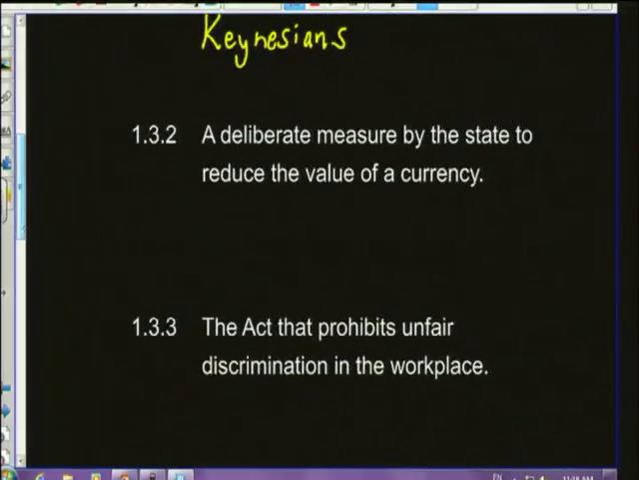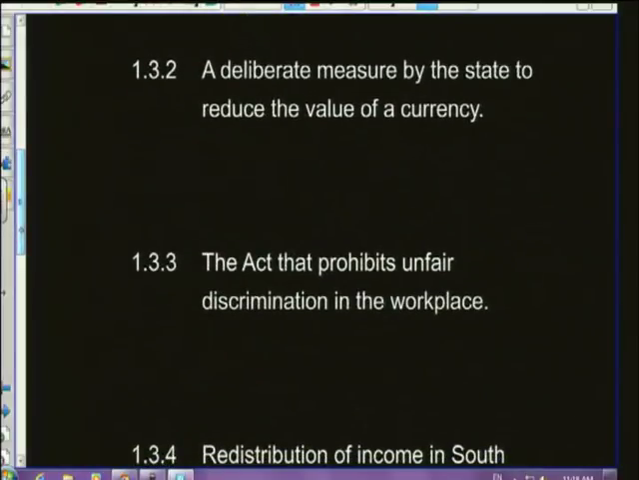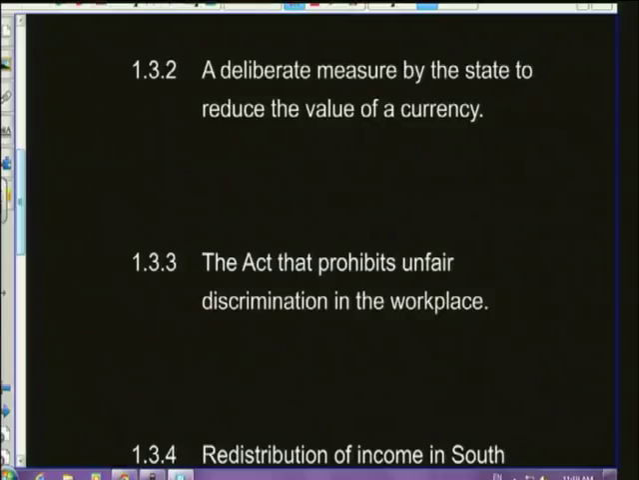1.3.2, a deliberate measure by the state to reduce the value of a currency. Now, if the value of the currency is determined by the demand or supply of a currency, then it would be known as depreciation or appreciation. The moment that the government intervenes, it would be known as devaluation.